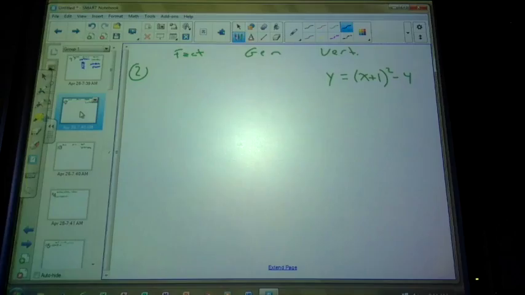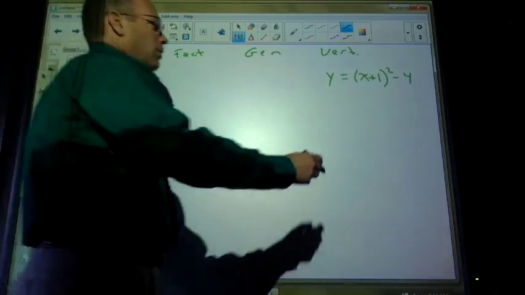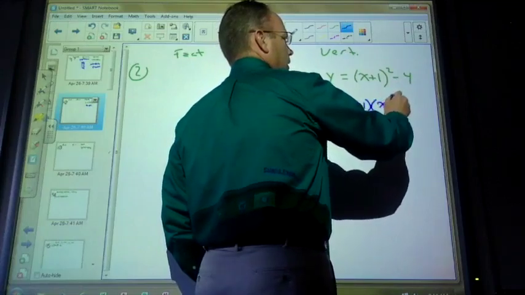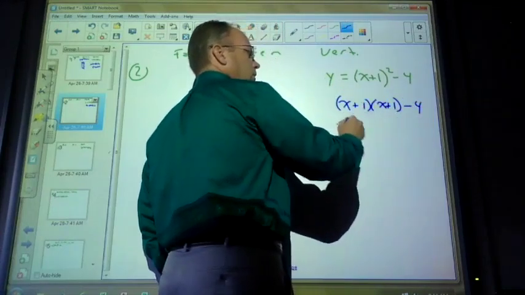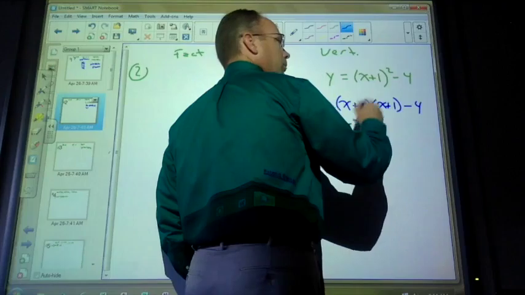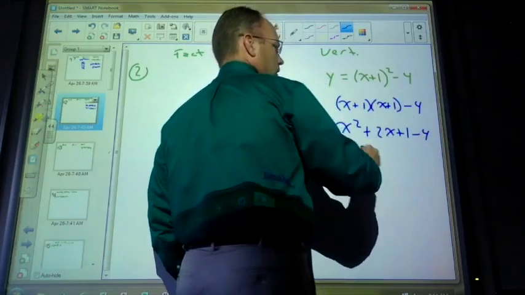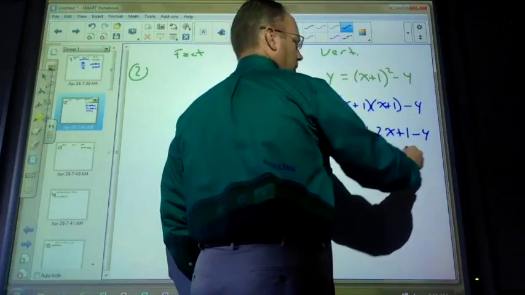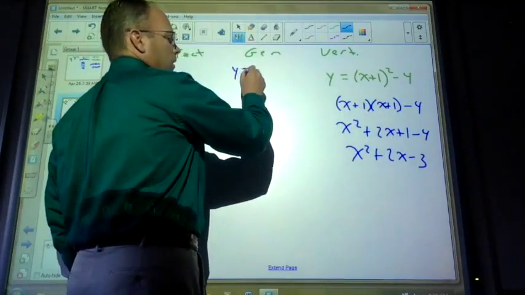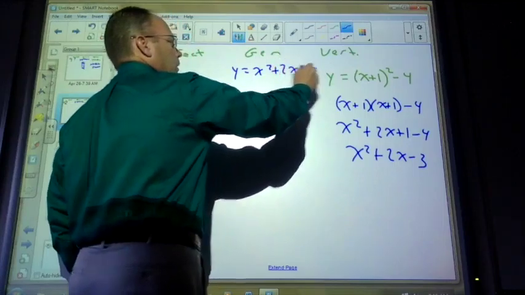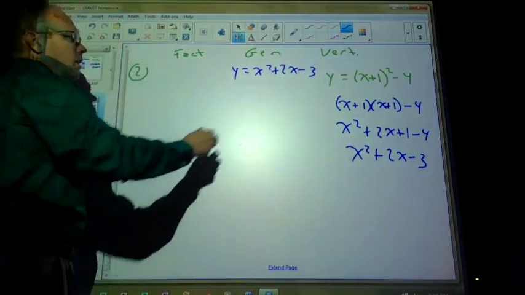Next one, vertex form was that. So let's get it to general form. So I'm going to go x plus 1, and then minus 4, whatever the answer comes out to. So that's x squared plus 1x plus 2x plus 1 minus 4. So x squared plus 2x minus 3. There's that general form on that one. And then let's see if we can factor that.